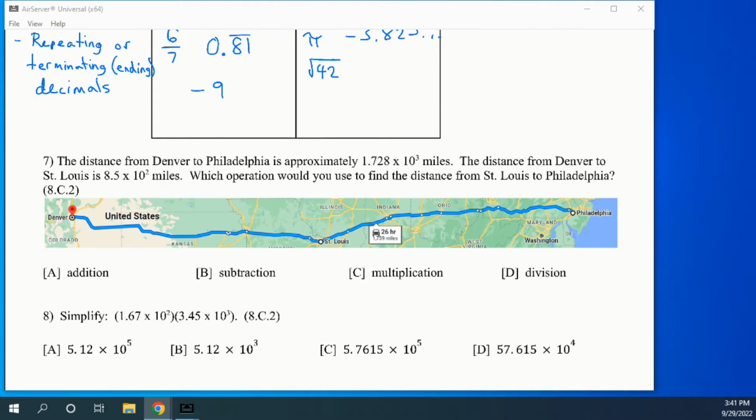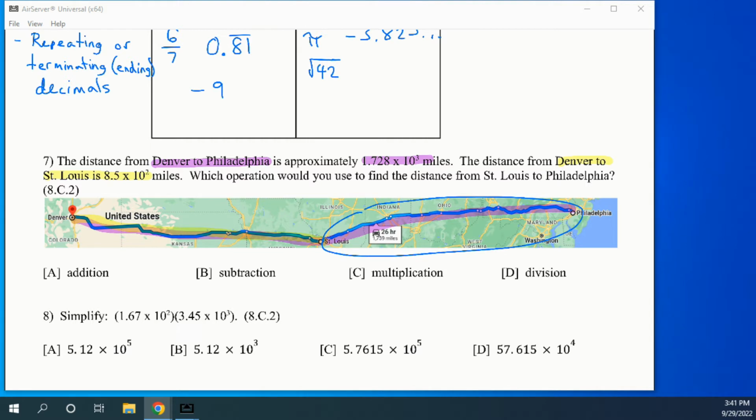So let me do this since I've got the magic of my device here. Denver to Philly is 1.728 times 10 to the third miles. So Denver all the way to Philadelphia is there. The distance from Denver to St. Louis is 8.5 times 10 squared. So Denver is here, St. Louis is here. Which operation would you use to find the distance from St. Louis to Philadelphia? So this is what we are trying to find.